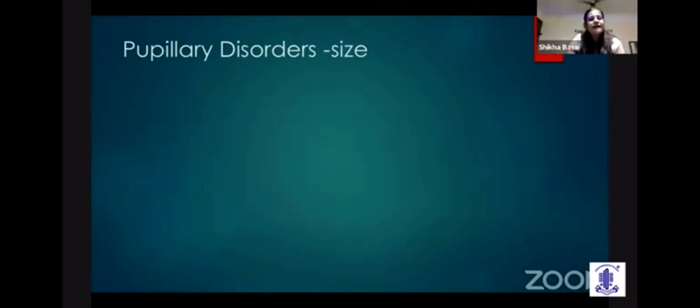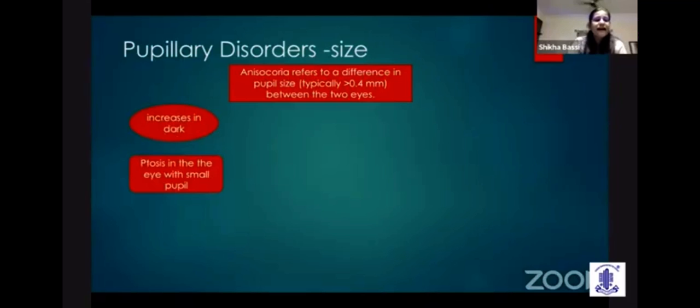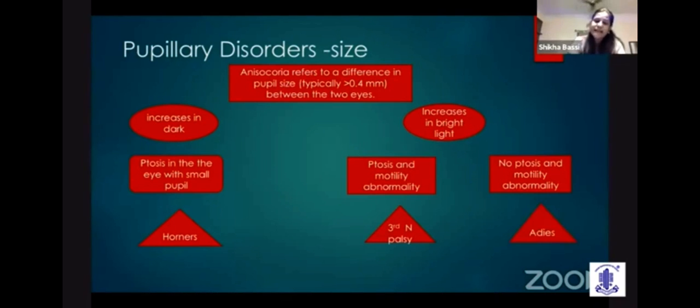Now, let's come to the pupillary disorders of size. Anisocoria refers to a difference in the pupil size of more than 0.4 millimeter between the two eyes. If it increases in dark and the patient has ptosis in the eye with the small pupil, you're looking at Horner syndrome. If it increases in bright light and the patient has ptosis and motility abnormality in the eye with the larger pupil, you're looking at third nerve palsy. And if there is no ptosis and no motility abnormality, probably the patient has Adie syndrome.